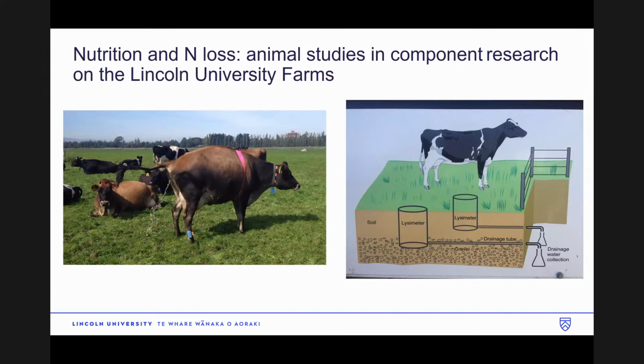So in terms of the research, you've got a cow over to the side. It's got a bit of a Fitbit, a heartbeat monitor. We've also got things called lysimeters underneath the soil. Whatever happens on top, we're capturing the water underneath to know how much nitrogen leachate is happening. So every single time we change something, we can directly measure the change in output of nitrogen leaching.